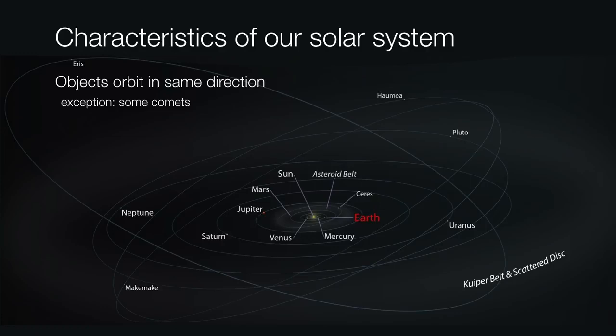But there are some exceptions to this rule, and that is comets. Sometimes the occasional comet will seem to come in a clockwise direction, as seen from overhead. Otherwise, everything's orbiting in the same direction.